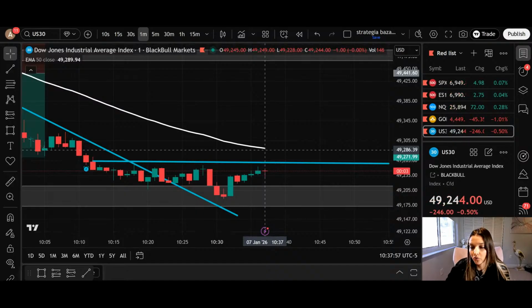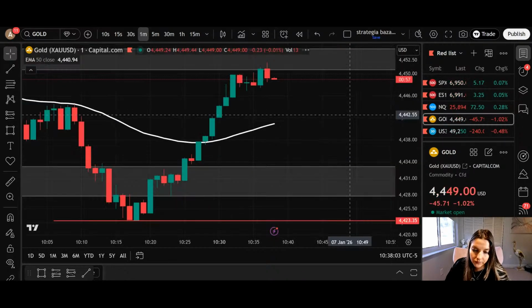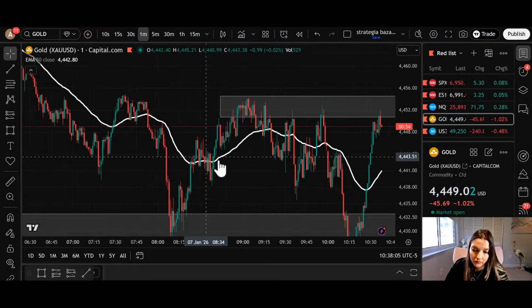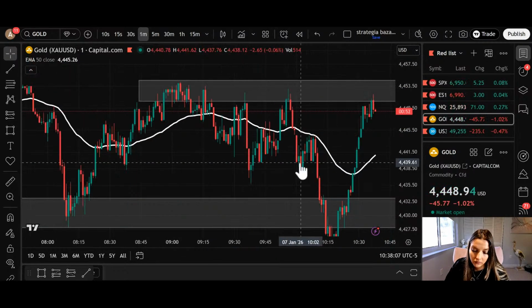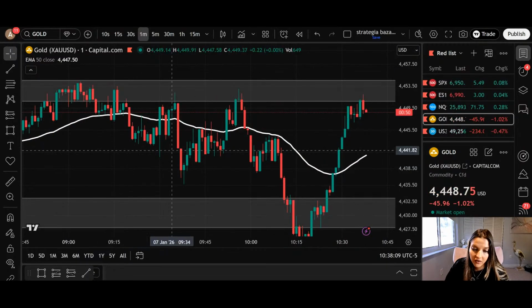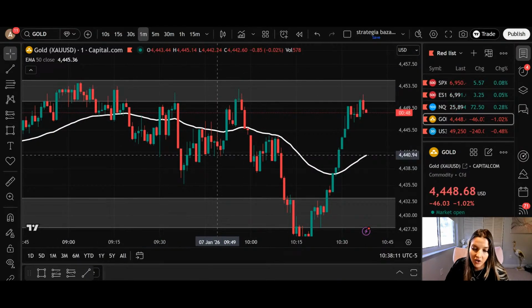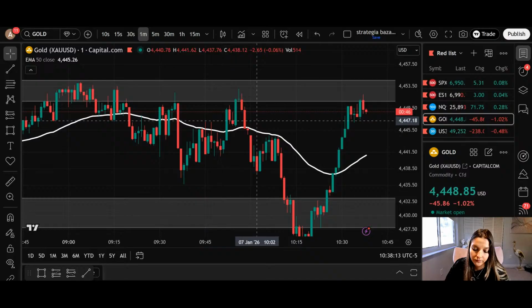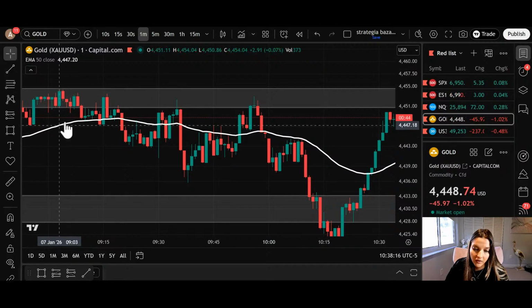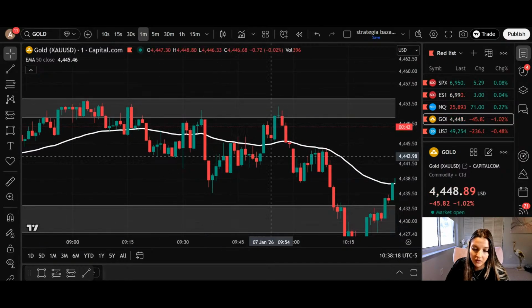Today I had a short 1 hour ago, but stop loss touched. In a gold? At here, at this part it touched. Yeah, it's a little messy right here. This area was messy.